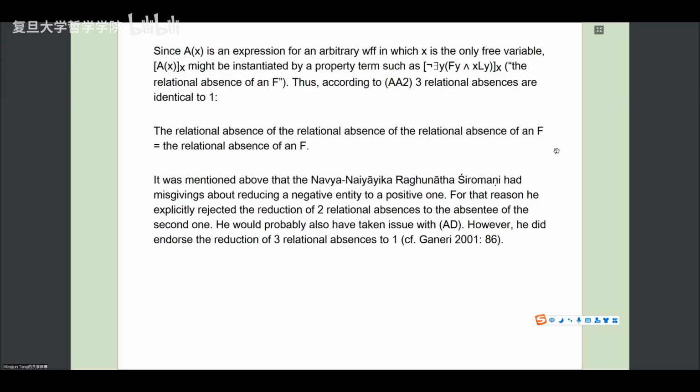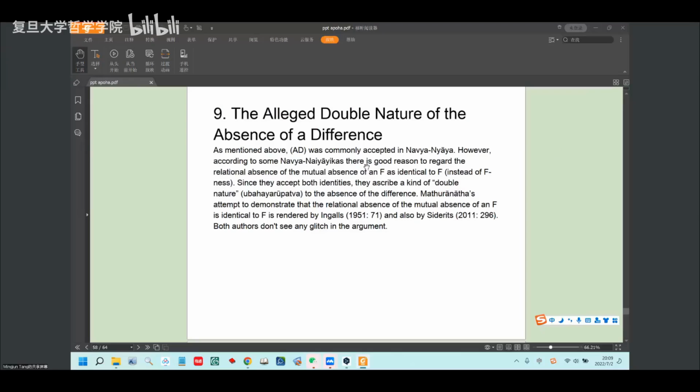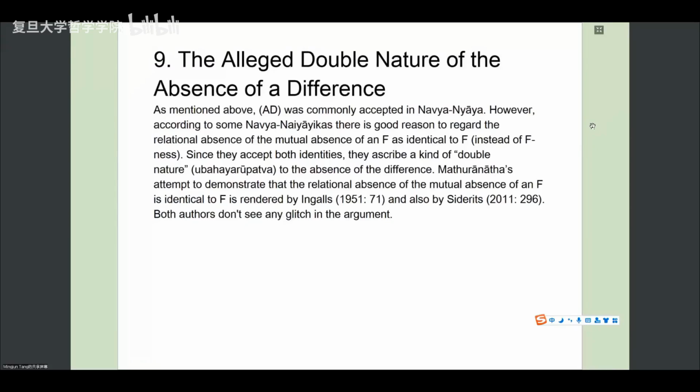So now slide 58. Now, unfortunately, I've said this in the beginning already. Some Navyanayakas say that the absence of the difference from an f is fness, but it is also f. And this cannot be true because then fness would be f. So as mentioned above, AD was commonly accepted in Navyanaya.